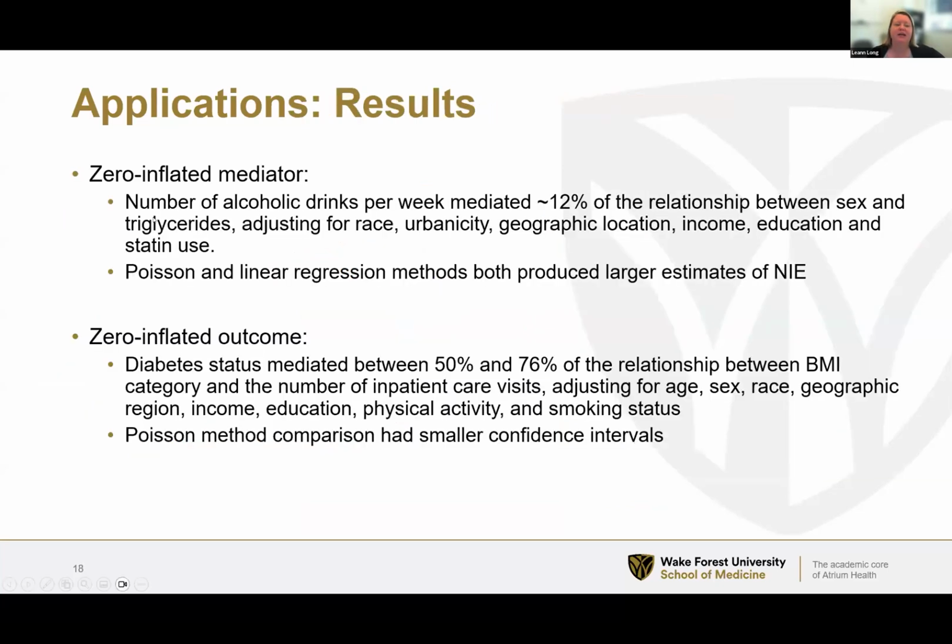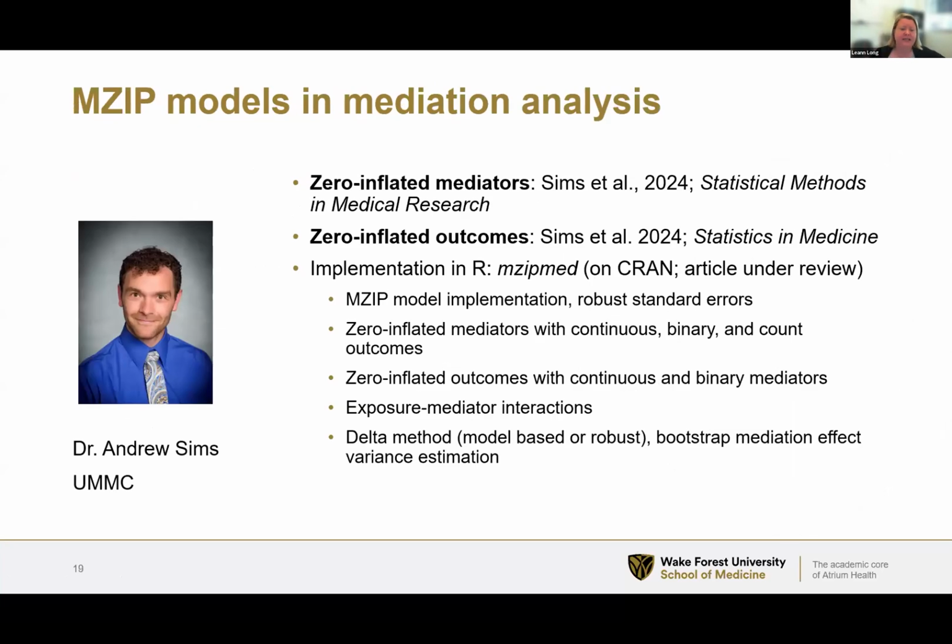And what we found was that for our zero-inflated mediator, alcoholic drinks explained about 12% of the differences between sex and triglycerides after adjustment, and that diabetes status explained between half and 3/4 of the relationship between BMI category and the number of inpatient care visits. And we saw bias and narrow confidence intervals, which indicate things that we saw in our simulation study of inflated type 1 error.